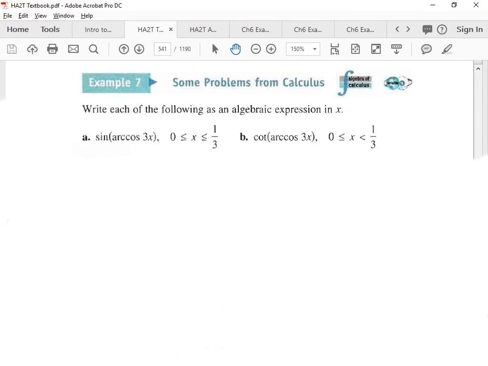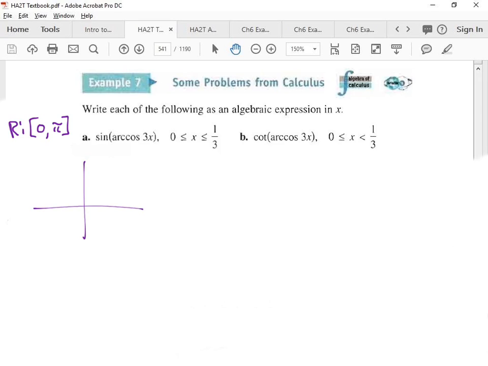This one is very similar to the other one, but we have weird stuff going on right here. We have this 3x right here. What the heck? Okay, let's go back to remembering what is the range of our cosine. We got to know that. What's the range of our cosine? 0 to pi.